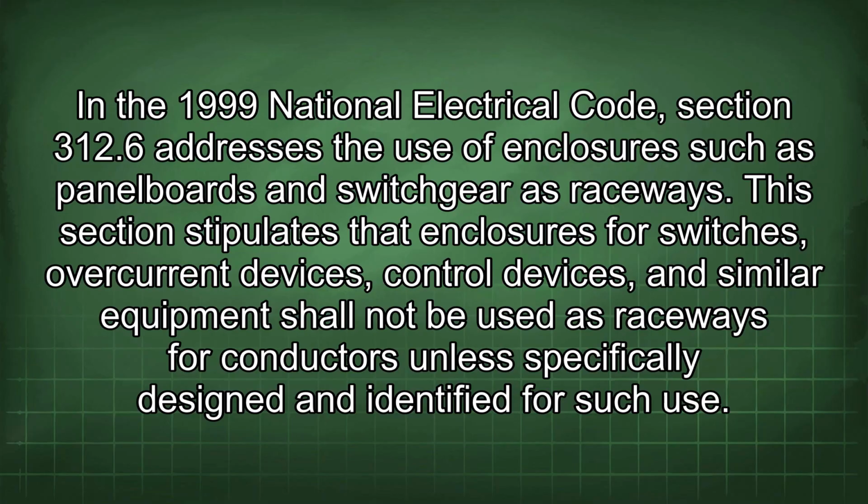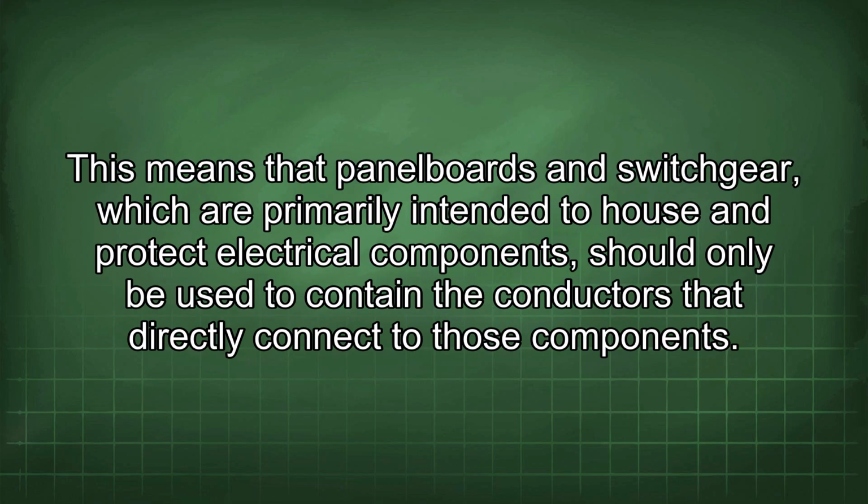In the 1999 National Electrical Code, Section 312.6 addresses the use of enclosures such as panel boards and switchgear as raceways. This section stipulates that enclosures for switches, overcurrent devices, control devices, and similar equipment shall not be used as raceways for conductors unless specifically designed and identified for such use. This means that panel boards and switchgear, which are primarily intended to house and protect electrical components, should only be used to contain the conductors that directly connect to those components.